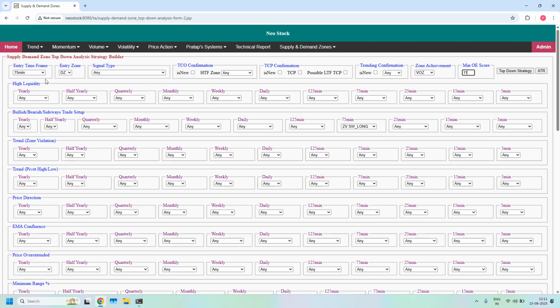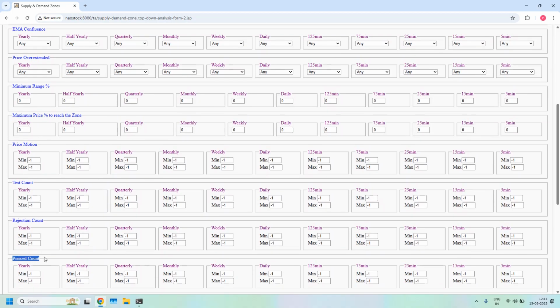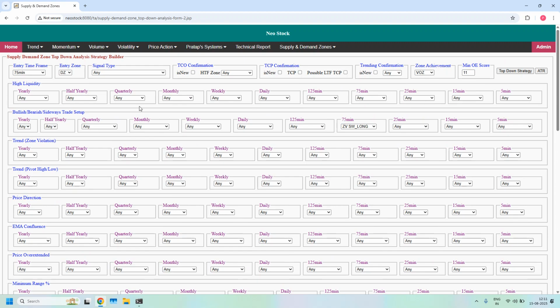And third filter also we are adding, that is 75 minutes demand zone should not be pierced. For that, in the pierced count parameter, at 75 minutes time frame, I am setting minimum value 0, maximum value 0. That means pierced count is 0. And this pierced count 0 means zone is not pierced. Which zone? Because the filter is applied on 75 minutes demand zone. So, 75 minutes demand zone should not be pierced because they are the entry time frame zones.